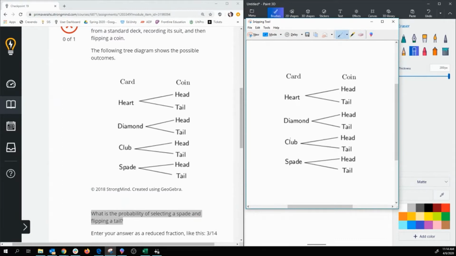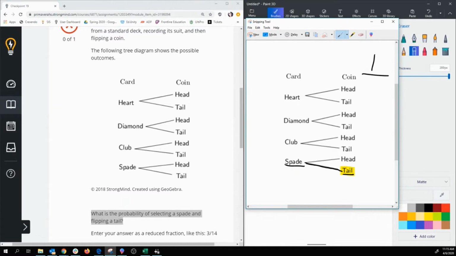So if I look at my tree diagram, here's spade, right? So if I pick a spade and then I pick a tail, do you guys see any other times where that could happen again? Based off this tree diagram, is there any other times where this could happen? Nope, I don't see any other ones, right? It's just that one time. So the probability of me picking a spade and then flipping a tail would be 1 out of.